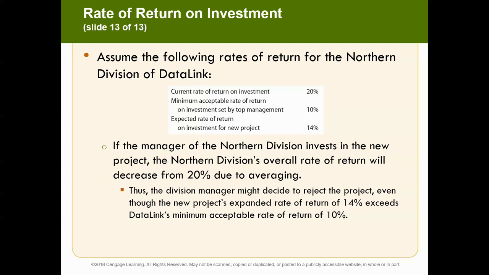That's because the new product line of the new project will only yield me 14%. My current overall is at 20%. So, of course, if I average those two together, my overall rate of return will decrease. So the division manager must decide to reject the project because of that. Even though the new project's rate of return of 14% exceeds the minimum acceptable rate of return of 10%, I still might reject it because my overall rate of return will decrease with the new project. Does that make sense?